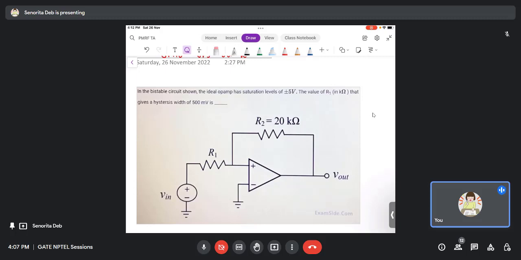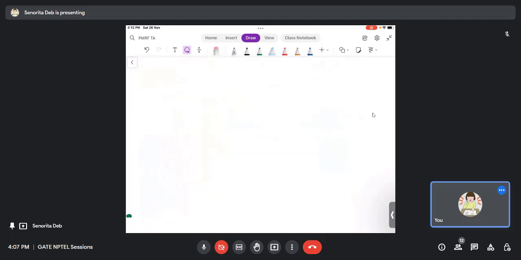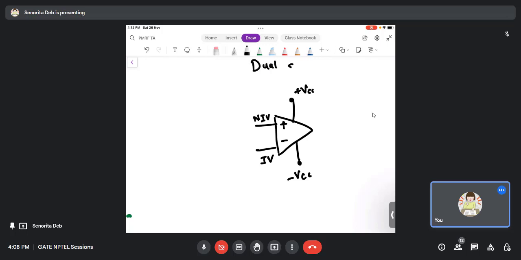What we normally see as an op-amp in questions is this. You know this is the non-inverting terminal, I am writing NI, and an inverting terminal, IV. It has a supply of plus VCC, minus VCC. These are called dual supply op-amps. This is a dual supply op-amp, and you also have single supply op-amps as well. I'll cover that also.